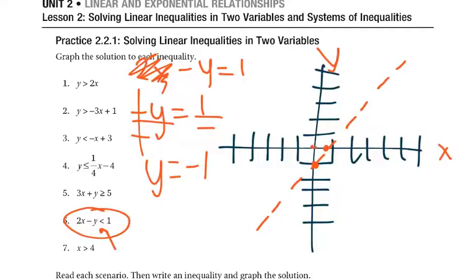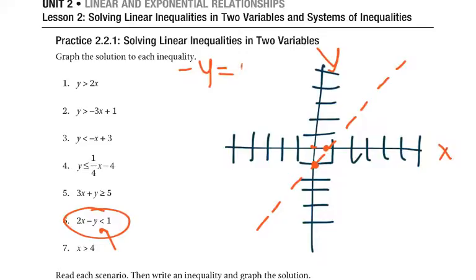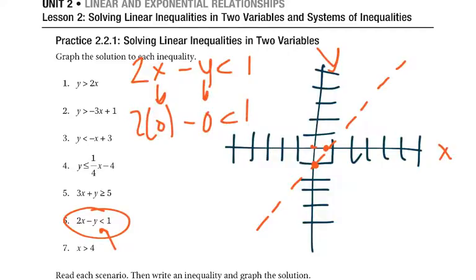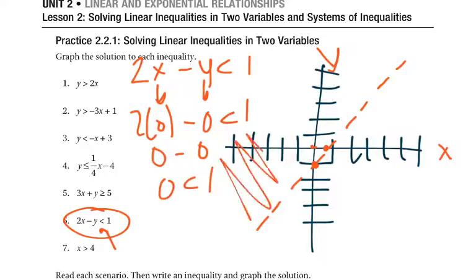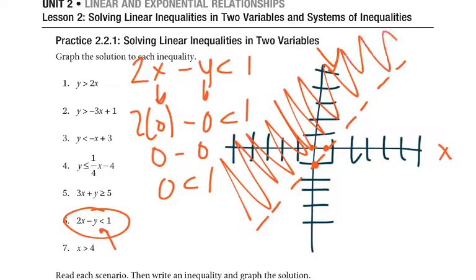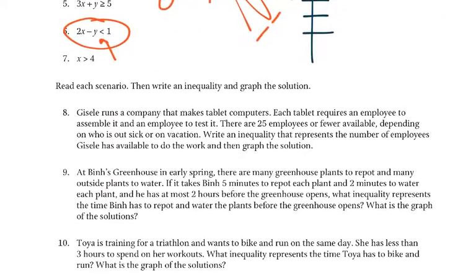Pick the test point 0, 0. And then, using my inequality now, not the equation, I put 0 in for x, 0 in for y. 0 minus 0 is 0. Is 0 less than 1? Yes, it is. So I shade the same side as my test point. Okay? And we are good to go on that one. Okay, we already did number 7. So now let's take a look at 8, 9, and 10.